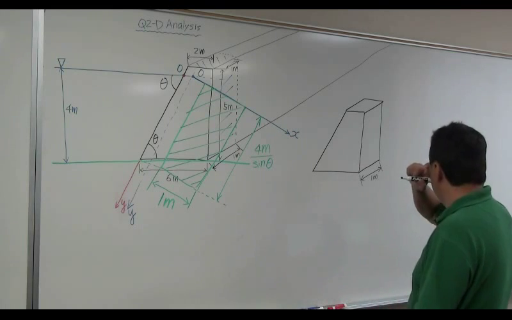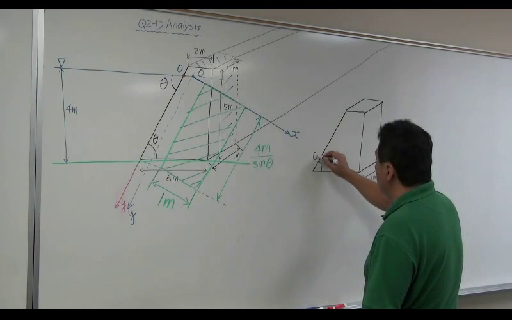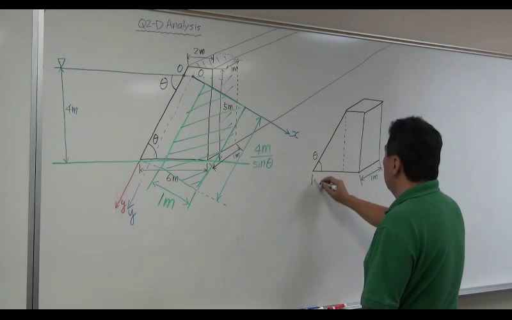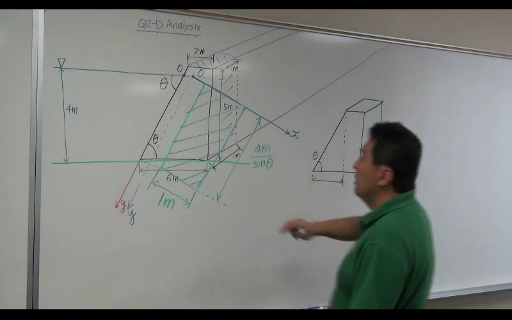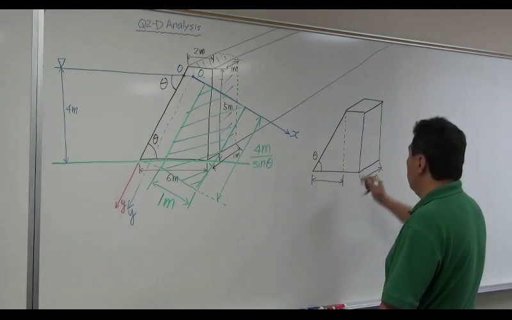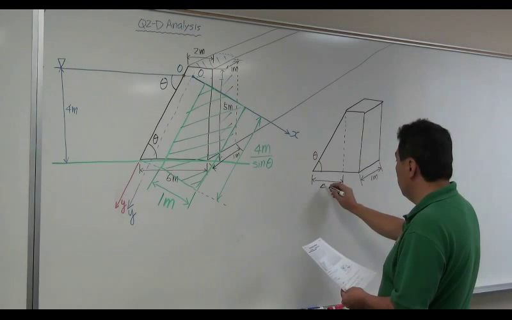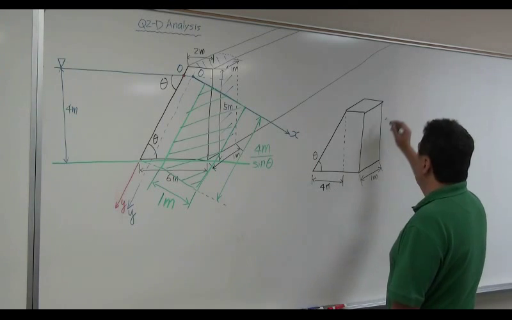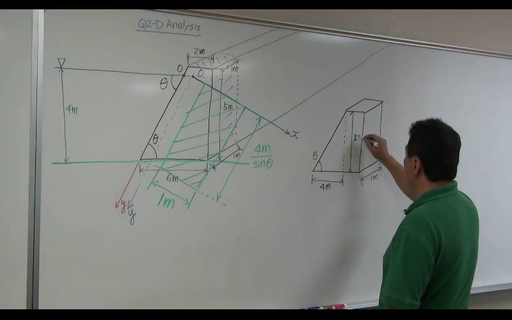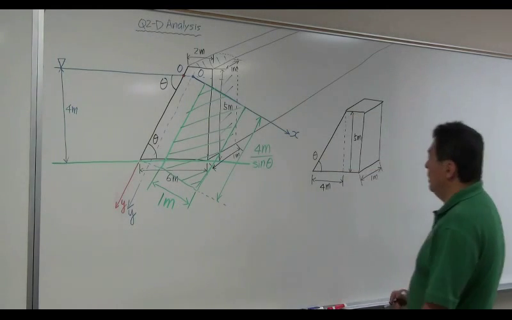So this is unit width, 1 meter. I want to find out theta here. The best way to do it is to imagine this triangle. Since we know this is 2 meters, this is 6 meters, this is 2 meters, this is 6 meters, so we know this is what? This is 4 meters, right? Then we do know this is 5 meters.